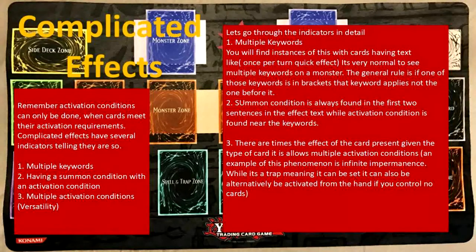2. Summon condition. It's always found in the first two sentences in the effect text, while the activation condition is found near the keywords. 3. There are times the effect of the card, given the type of card it is, allows multiple activation conditions. An example of this phenomenon is Infinite Impermanence. While it's a trap, meaning it can be set, it can alternatively be activated from the hand if you control no other cards.